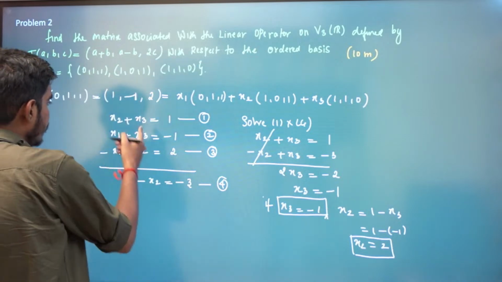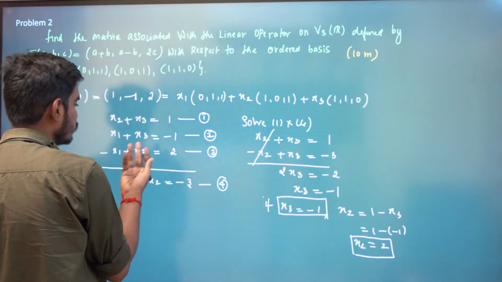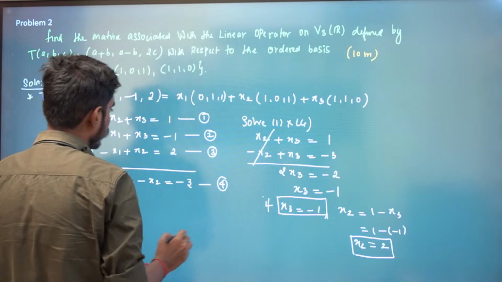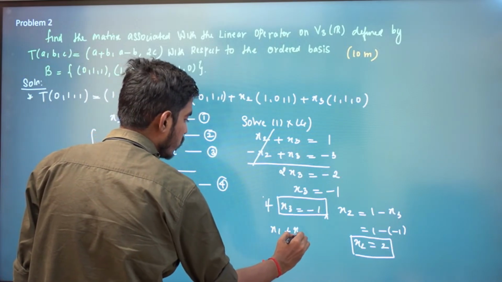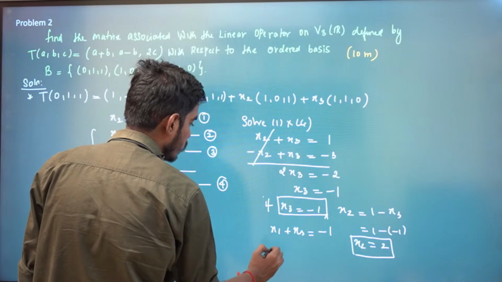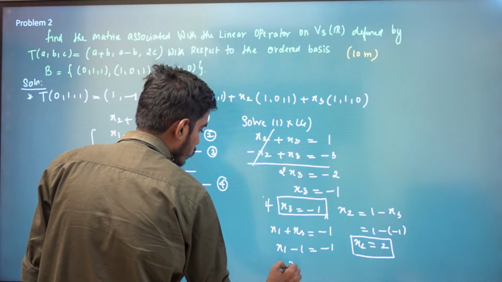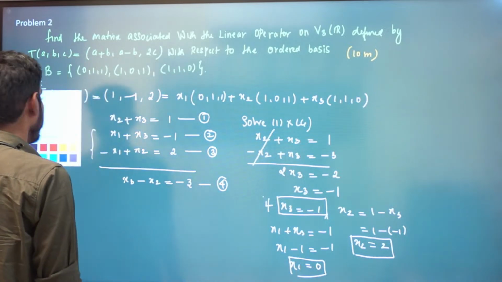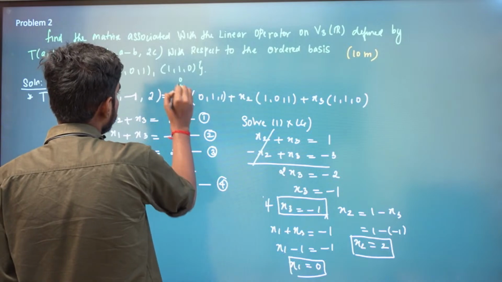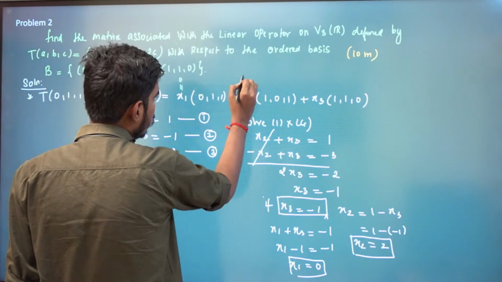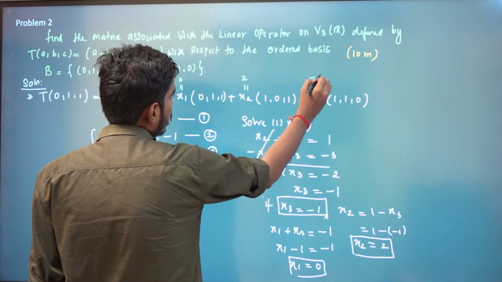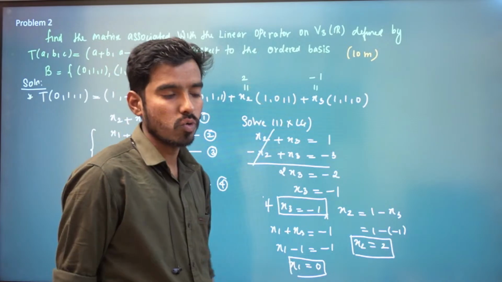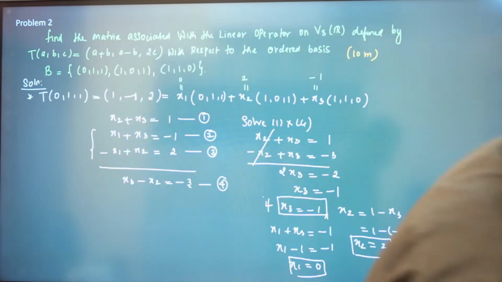And what about x1? x1 plus x3 is minus 1, or anything you can substitute anywhere, right? So x1 plus x3 is equal to minus 1. So that means x3 is minus 1. So that means your x1 is 0. So our x1, x2, x3 are given by 0, 2, and minus 1. So in our required matrix of linear transformation, our first column will be 0, 2, minus 1, right?